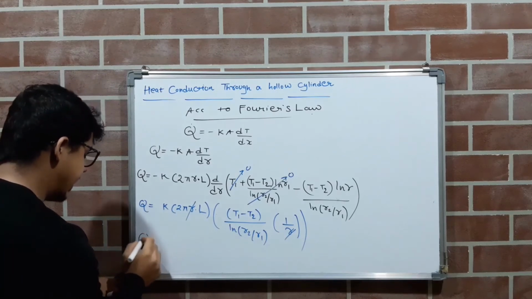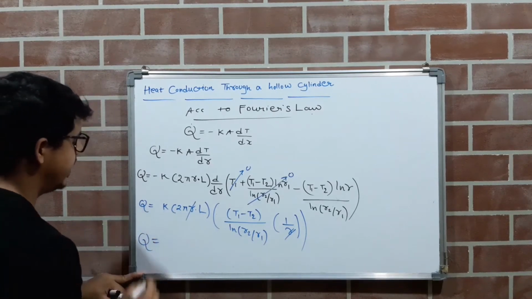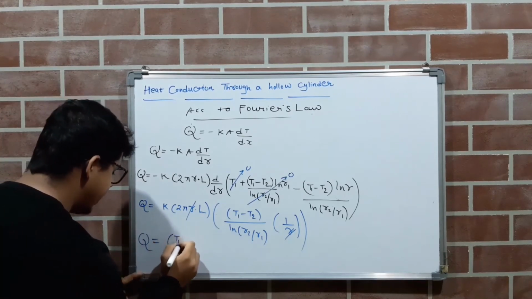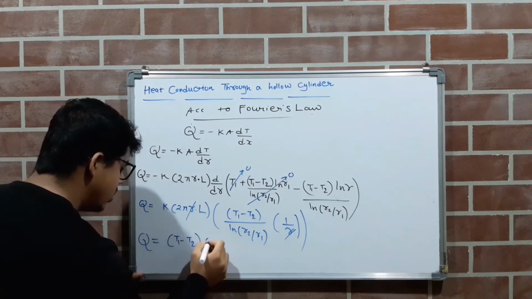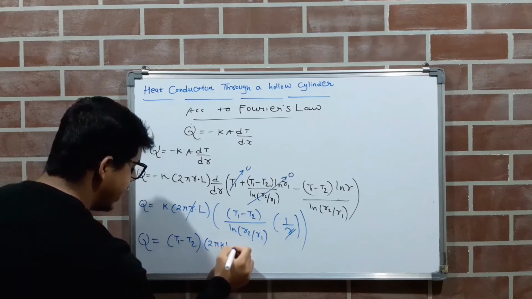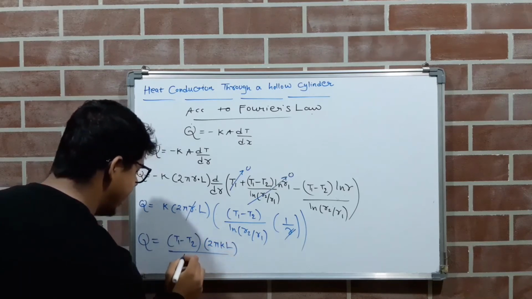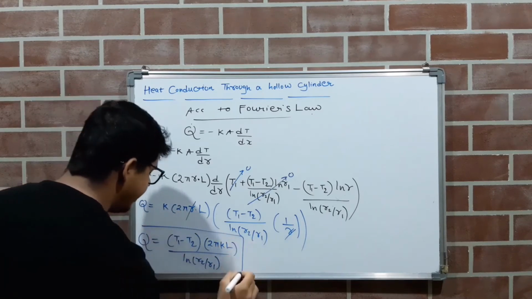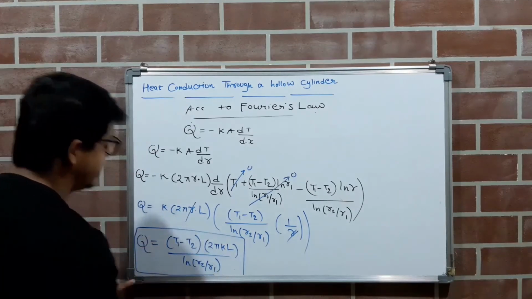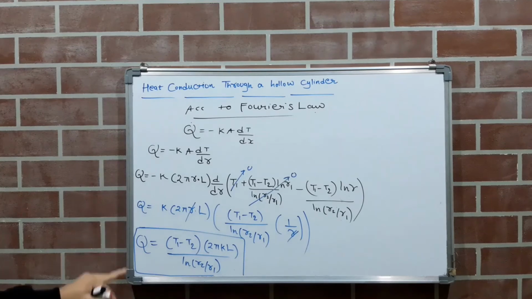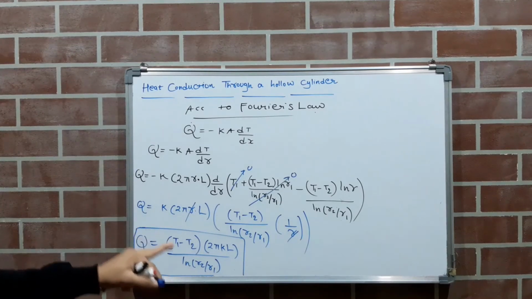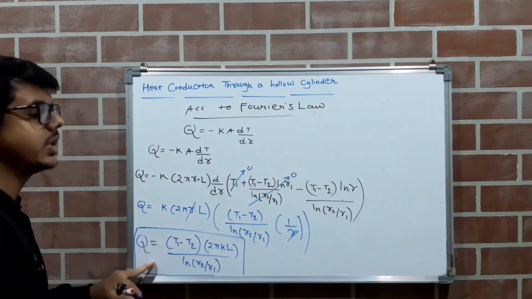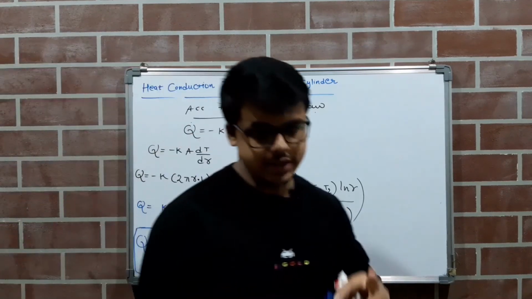So at last we are getting a beautiful equation of heat conduction through hollow cylinder, which will be T1 minus T2 into 2 pi KL divided by ln of R2 upon R1. So this is our heat conduction equation in case of hollow cylinder, that is Q is equal to 2 pi KL into T1 minus T2 upon ln of R2 by R1. Now from this equation we can get the value of thermal resistance.